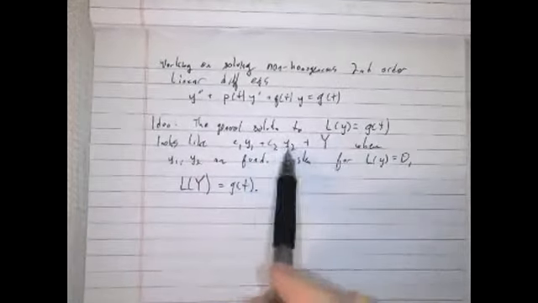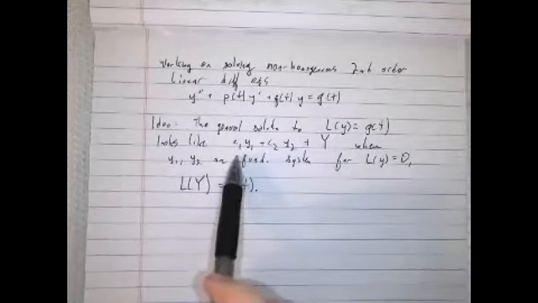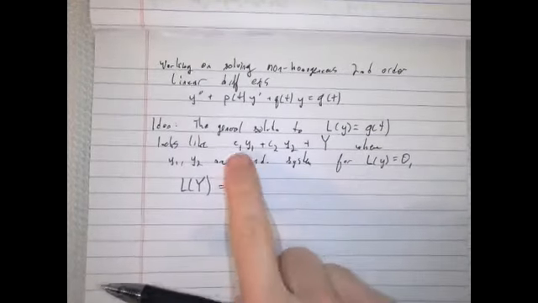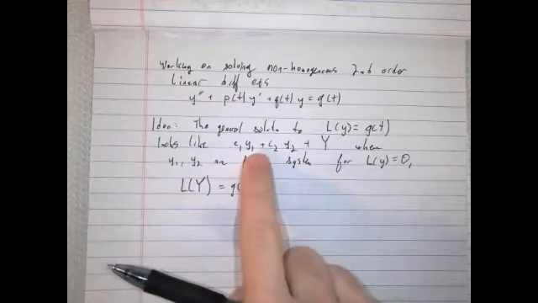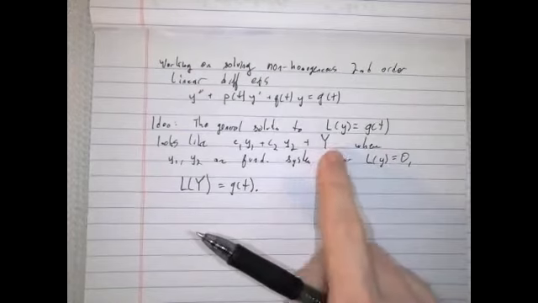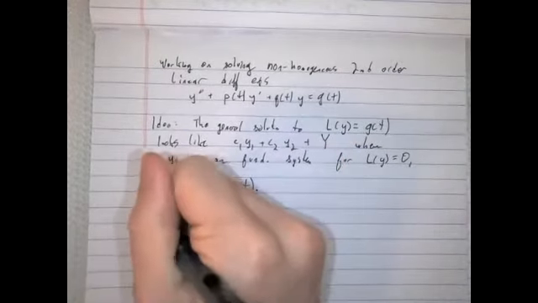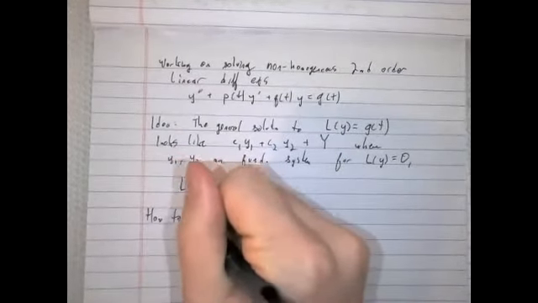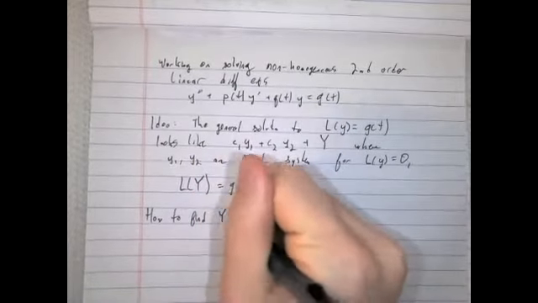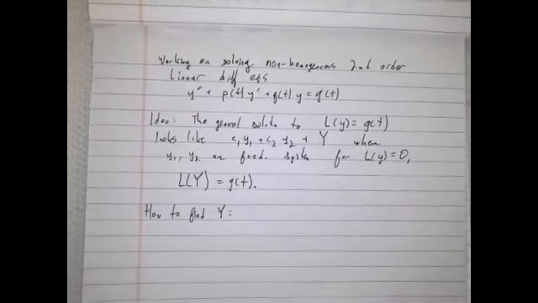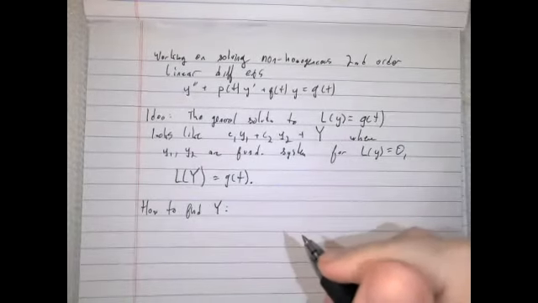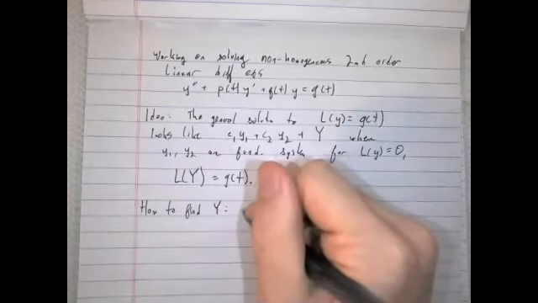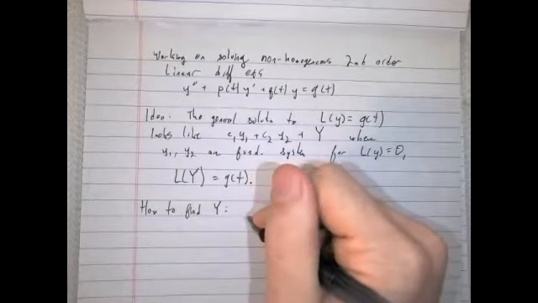So we already pretty much have all the low-hanging fruit in terms of the general solutions to homogeneous differential equations that we can find. So the real question now is how to find Y. And the method that we discussed yesterday was the method of undetermined coefficients, and that's a fancy name for just guess.